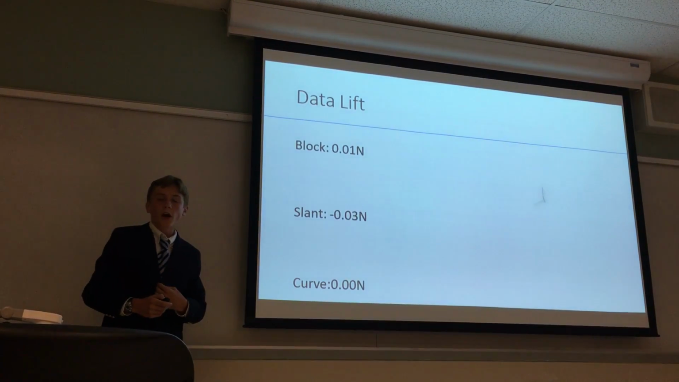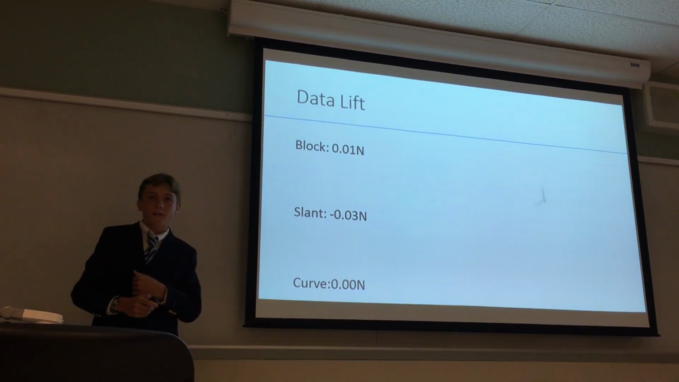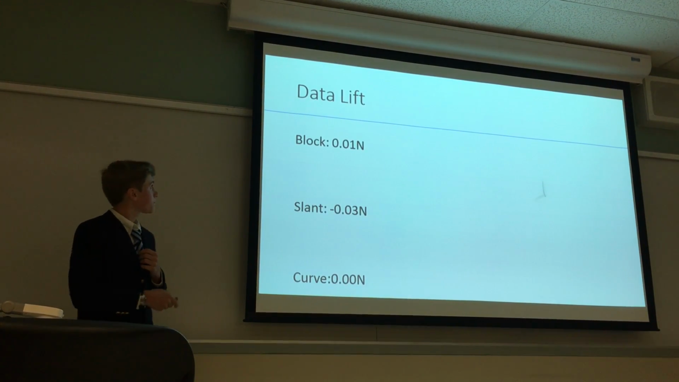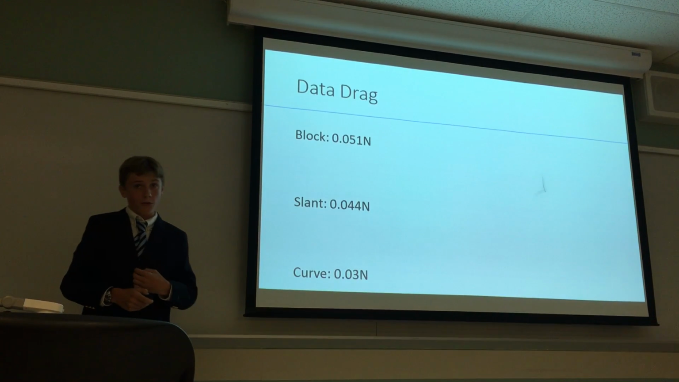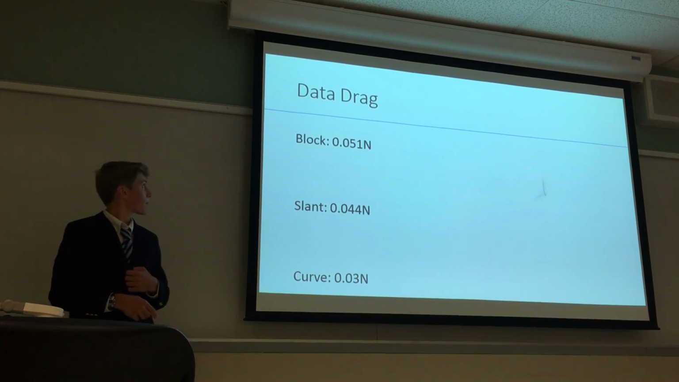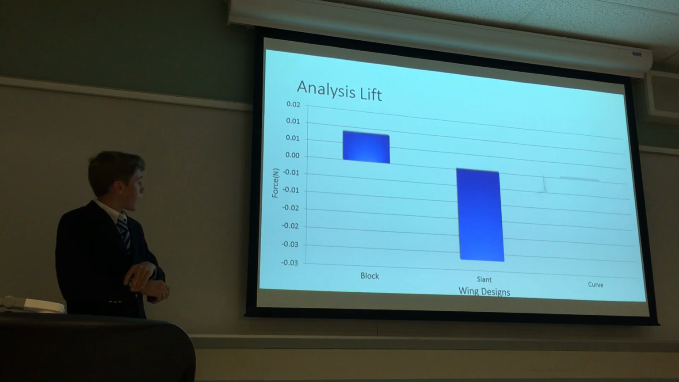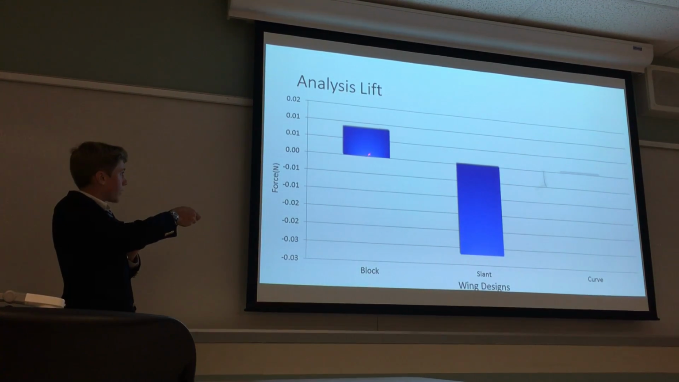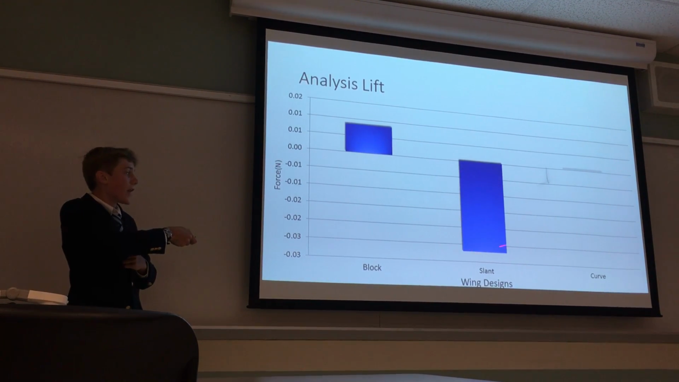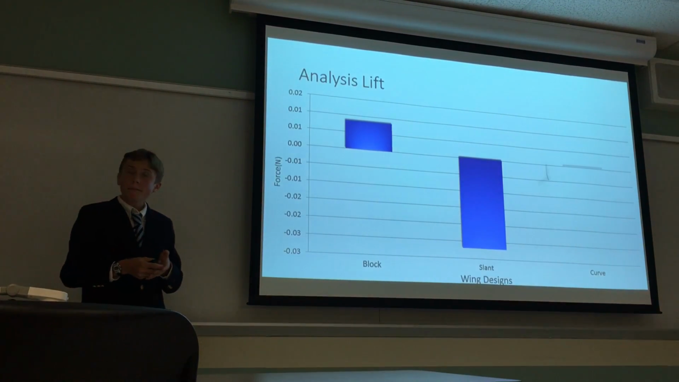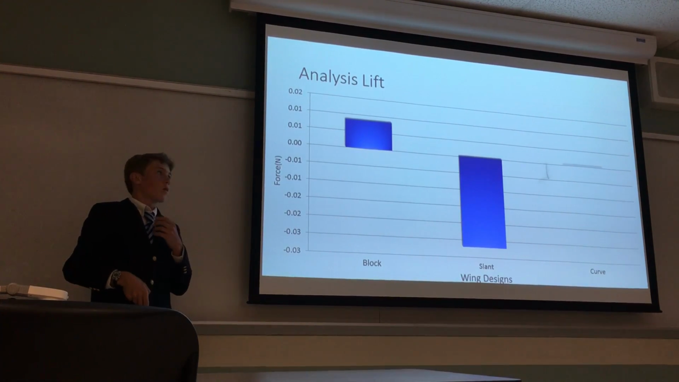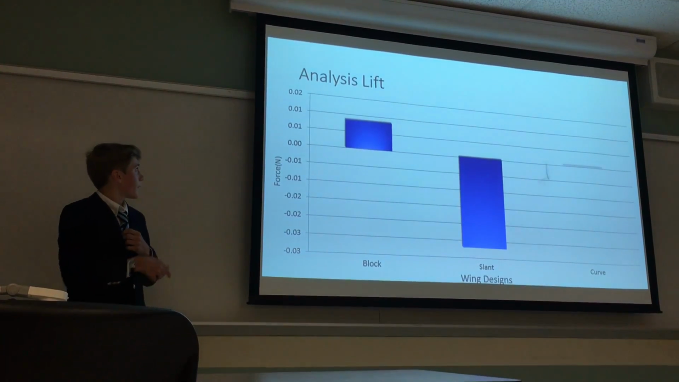Block had an average of 1/100th of a newton for lift, slant had negative 3/100ths, and curve had an average of no force, which means that the weight and the lift were equal. For drag, it was 51 thousandths for block, 44 thousandths for slant, and an average of 3/100ths for curve. As you can see, for lift, my hypothesis was not supported because block has a large amount of lift, though I did not say that, and slant has an extremely low and even negative amount of lift, even though I said it would be median. Curve has no force, probably meaning that its design was not good or bad, but would not help you when you're taking off for flight.